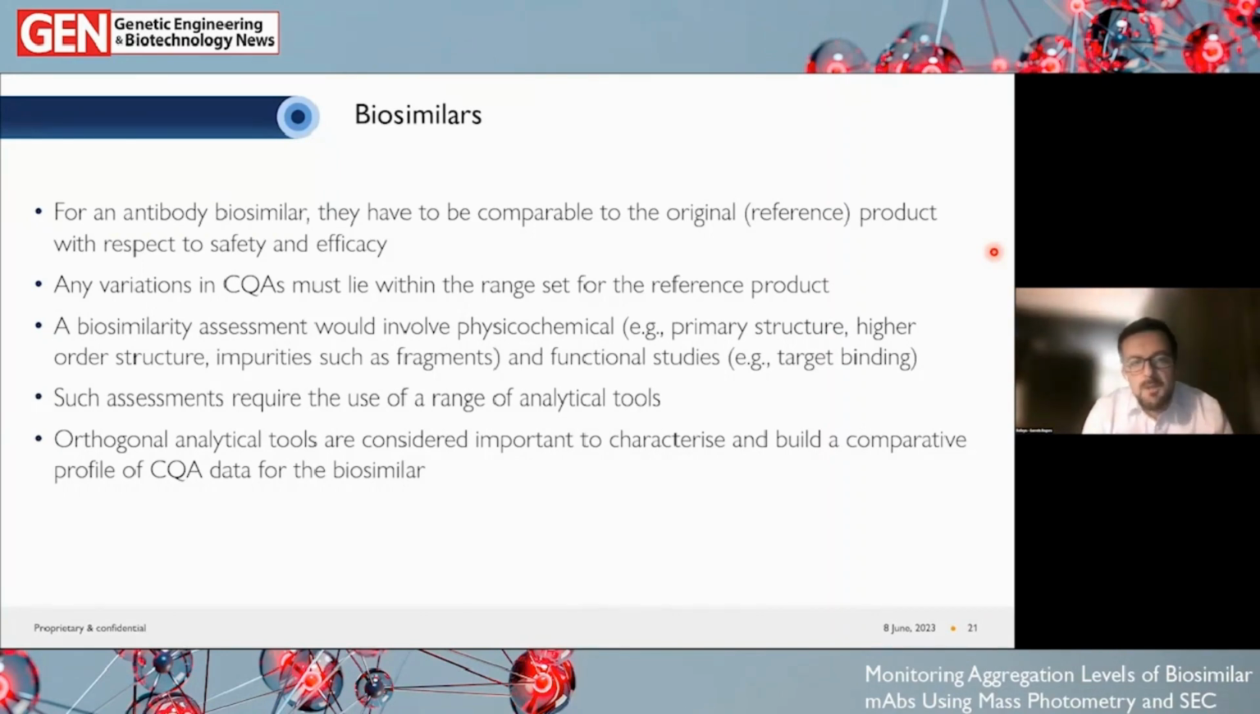Such assessments do require the use of a range of analytical tools, and often orthogonal analytical tools, so looking at the same attributes, but using a technique that has a different principle of operation. They are considered valuable and important to building up a comprehensive comparative profile of CQA data for the biosimilar relative to the innovator drug.